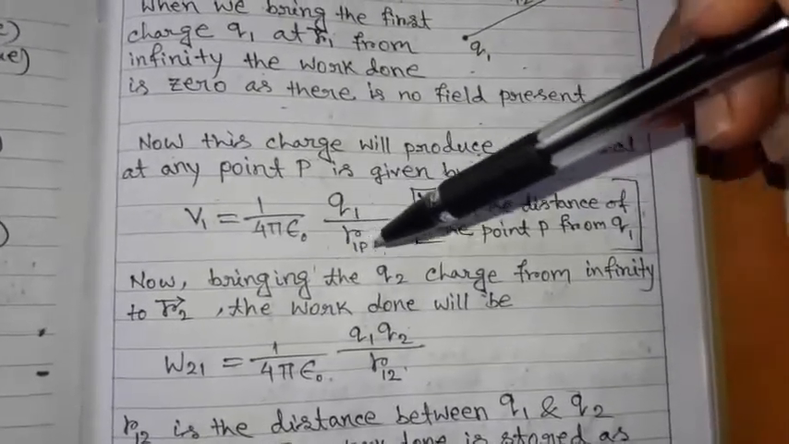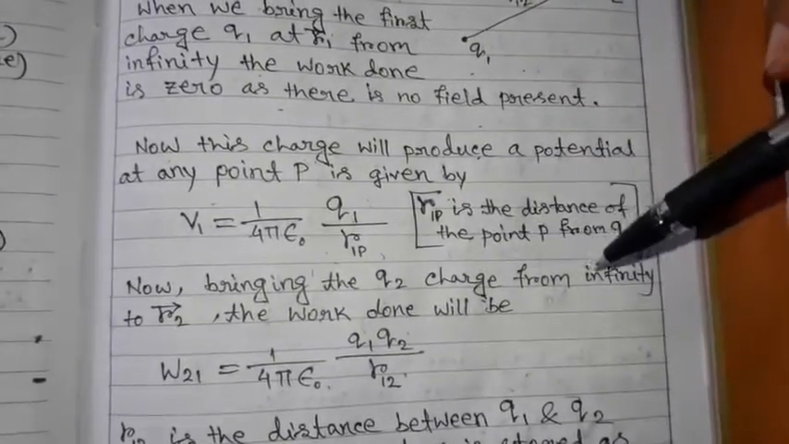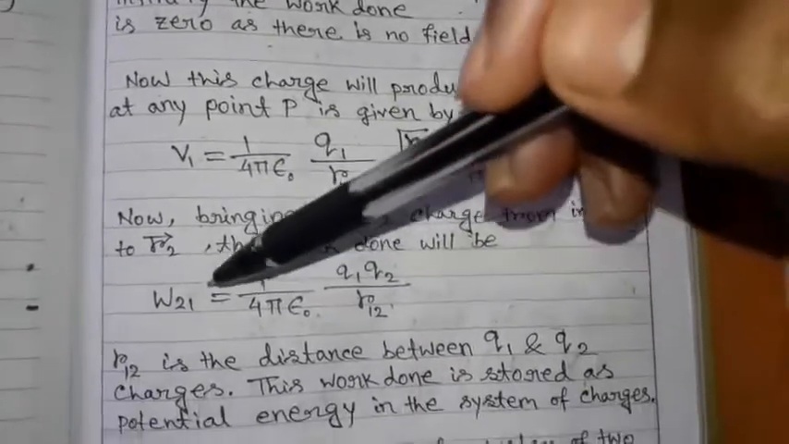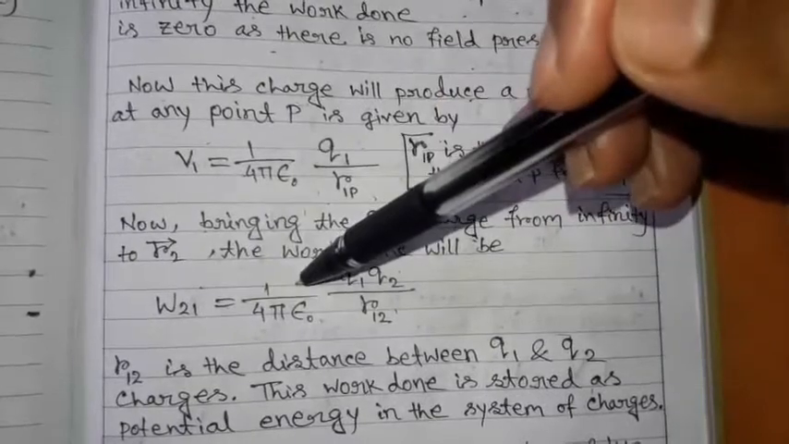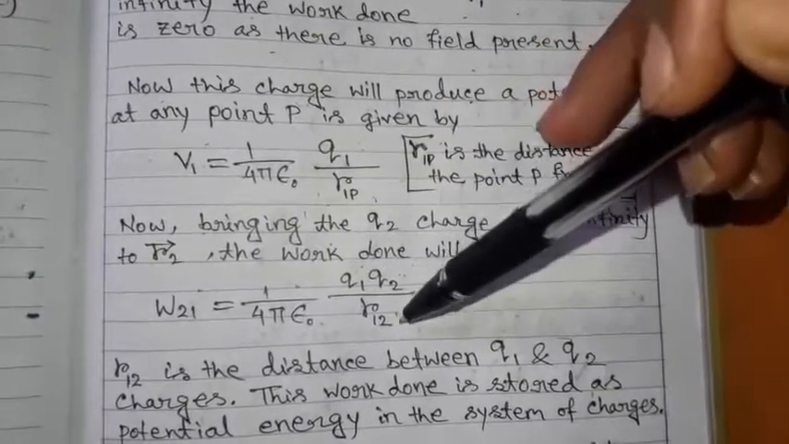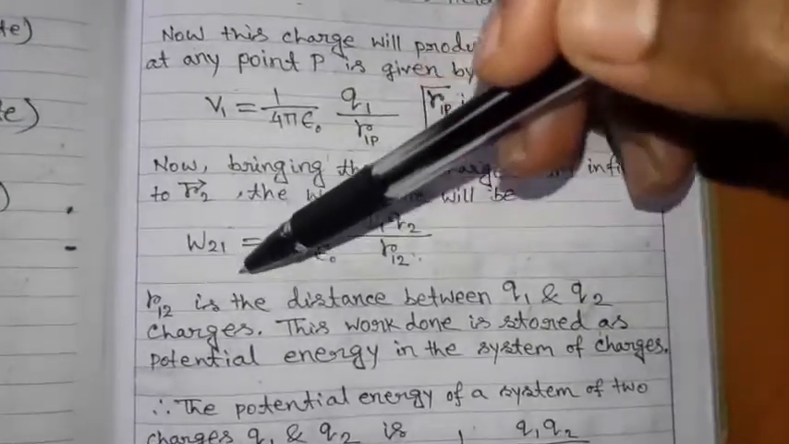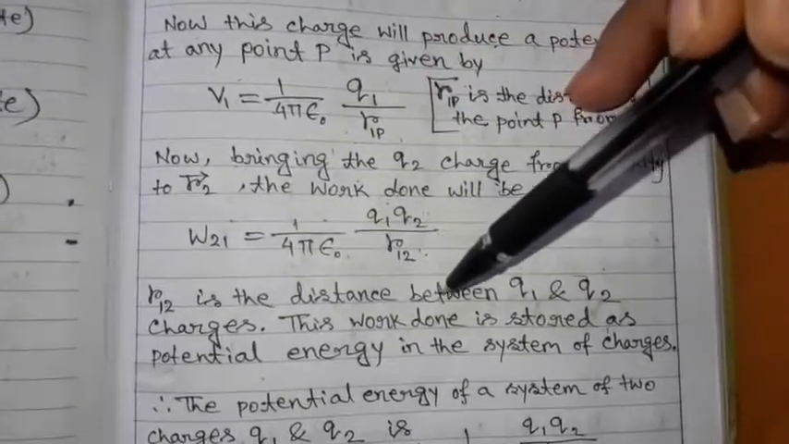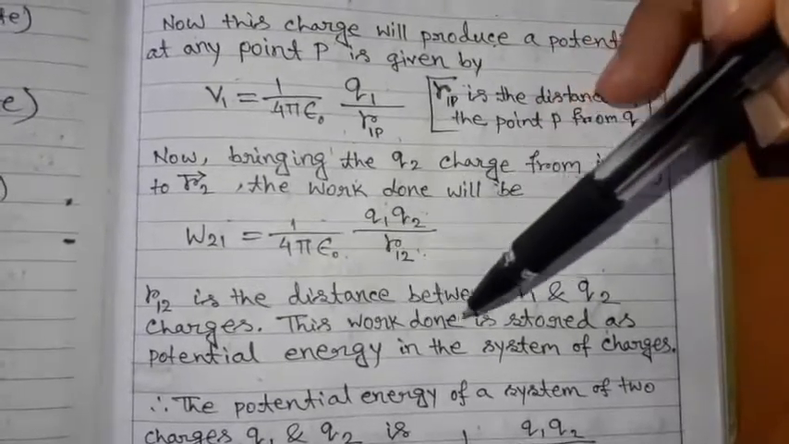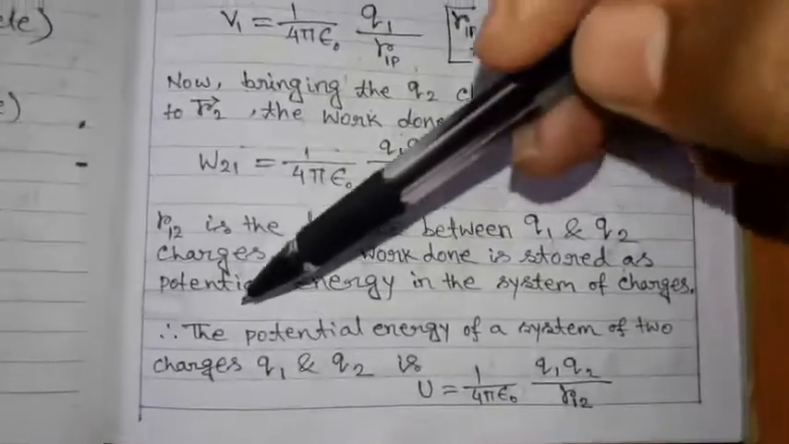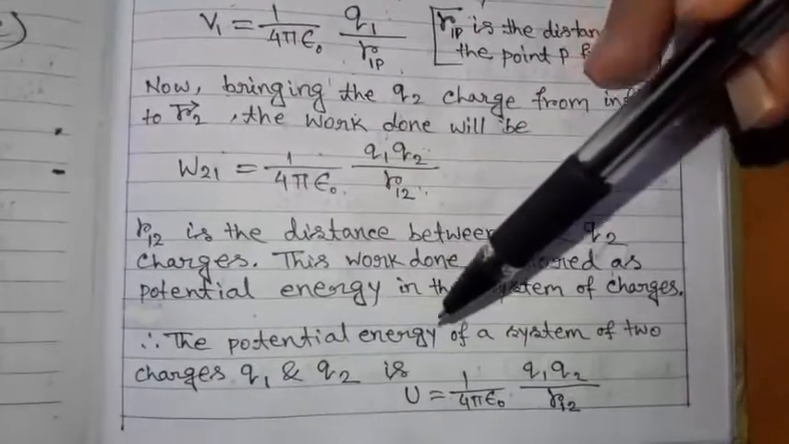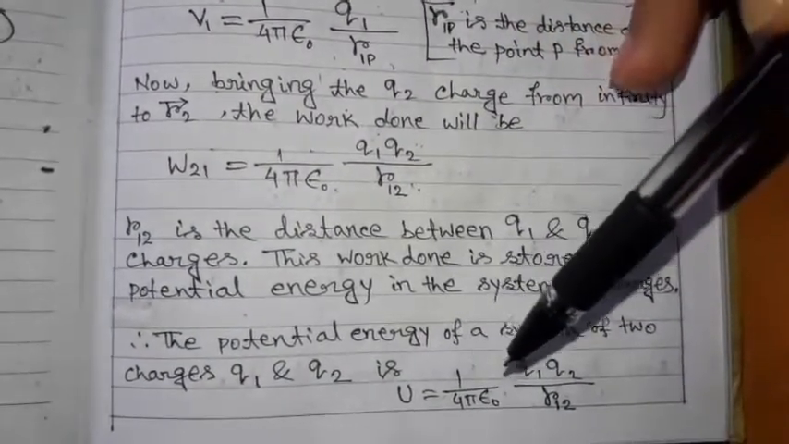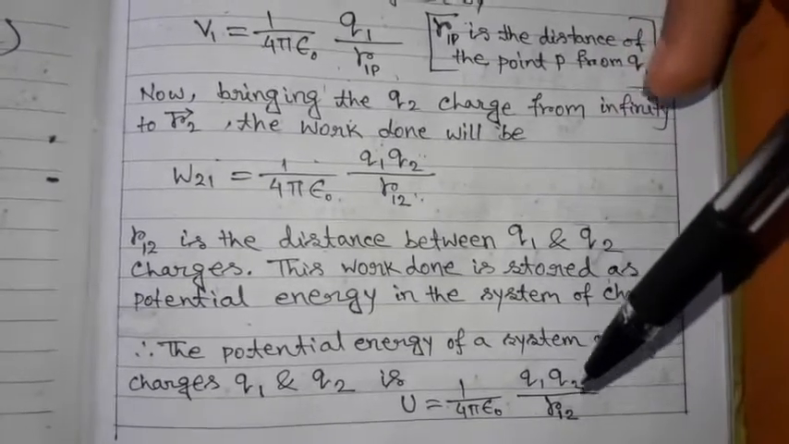Now bringing the q2 charge from infinity to position vector r2, the work done will be W21 equal to 1 by 4 pi epsilon 0 q1 q2 by r12. r12 is the distance between q1 and q2 charges. This work done is stored as potential energy in the system of charges. Hence the potential energy of a system of two charges q1 and q2 is U equal to 1 by 4 pi epsilon 0 q1 q2 by r12.